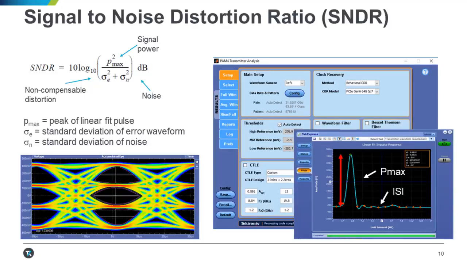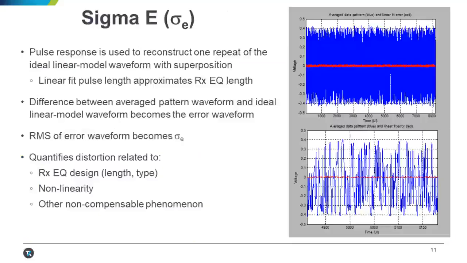In the denominator, we're looking at two values: the standard deviation of an error waveform, sigma E, and the standard deviation of noise, sigma N. All these terms are squared, and then we take the log of that value. P max is fairly straightforward. Sigma E and sigma N require some additional discussion, so I've got two slides on each of those. We'll start next with sigma E.